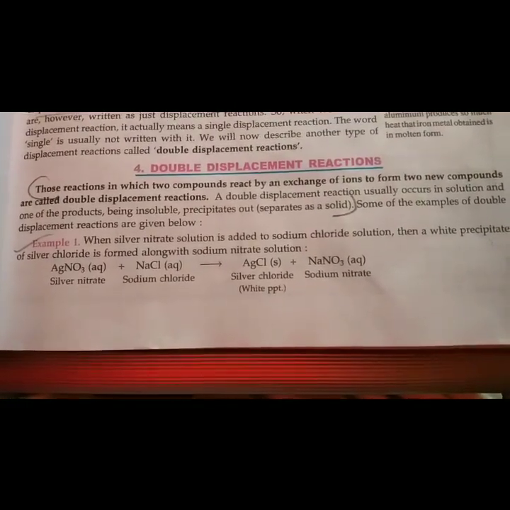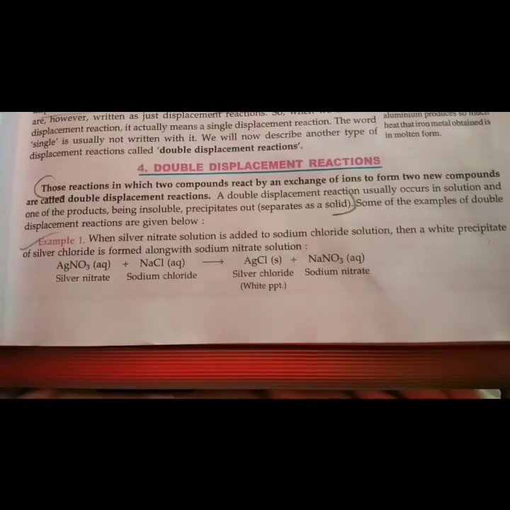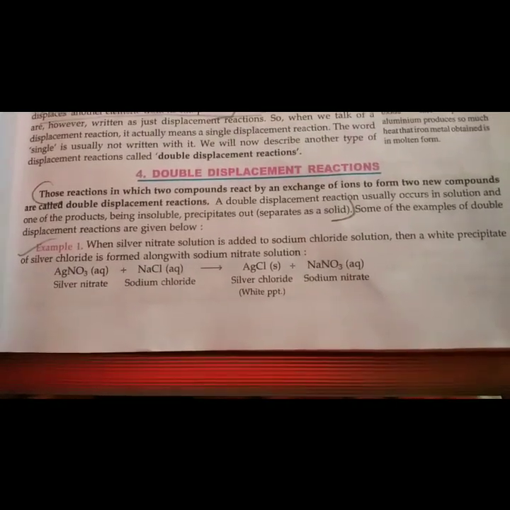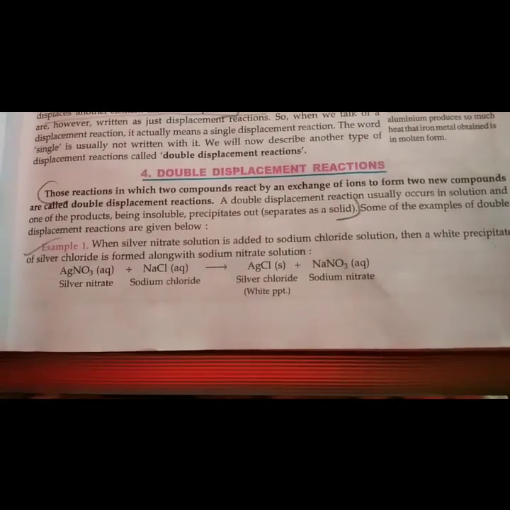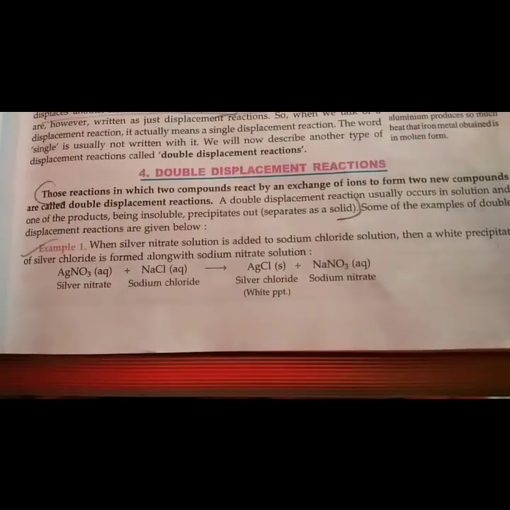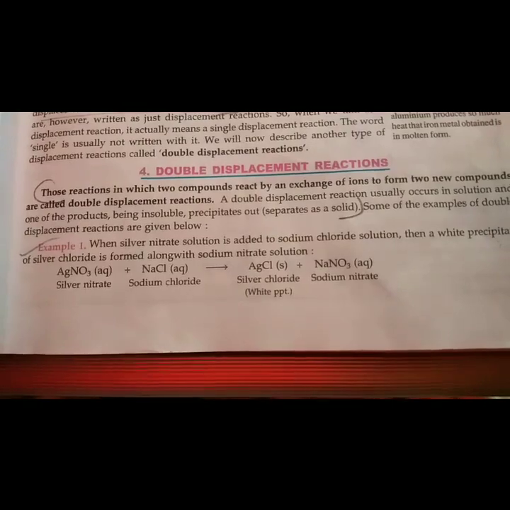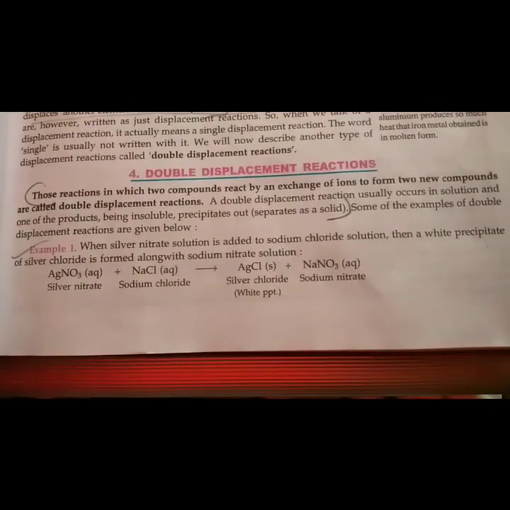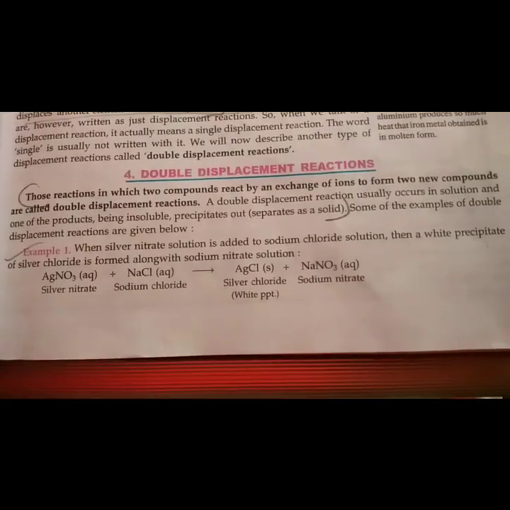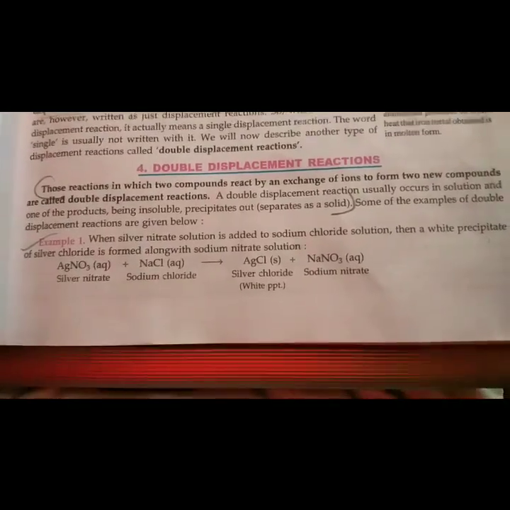A double displacement reaction usually occurs in solution, and one of the products is an insoluble precipitate that comes out or separates as a solid. That means one of the products is not soluble in the reaction, and that's why it comes out as a precipitate. Now this definition has to be made clear with some examples.